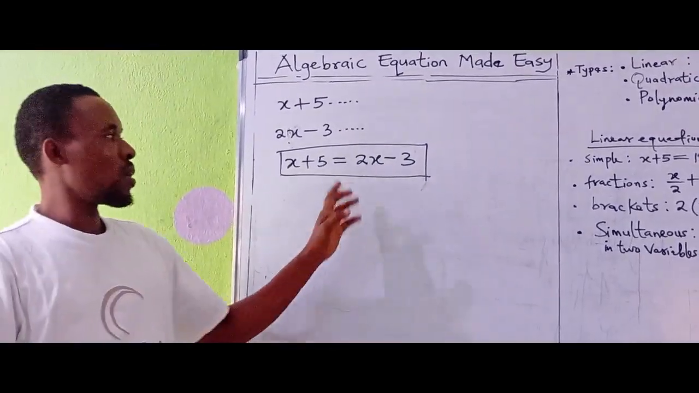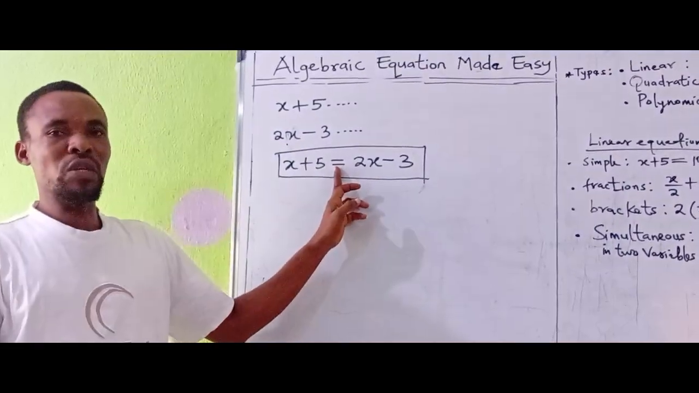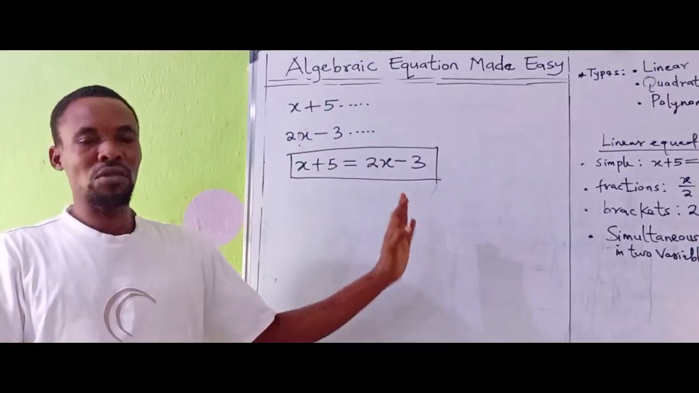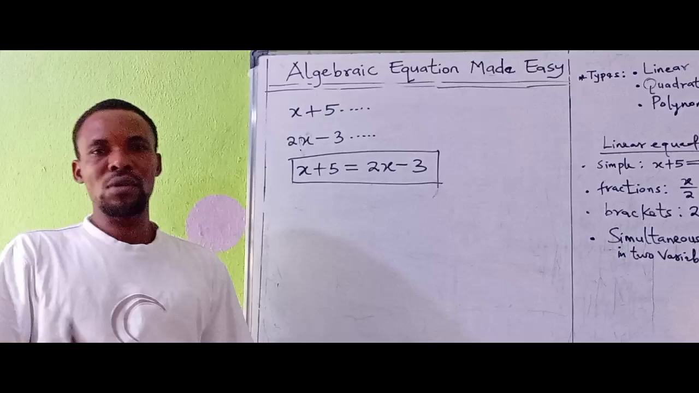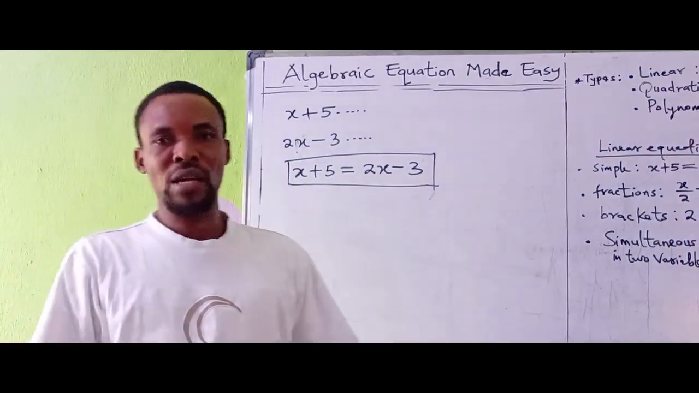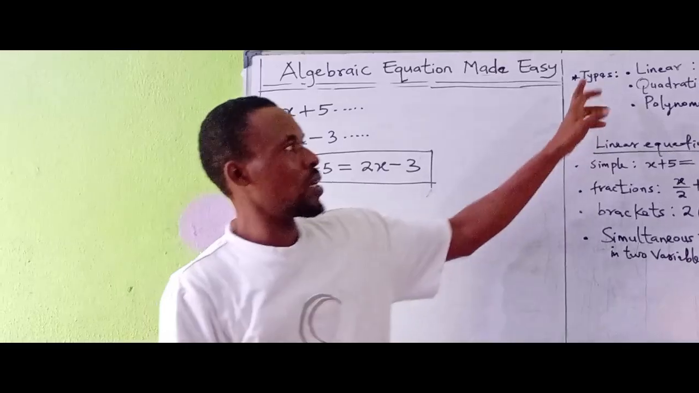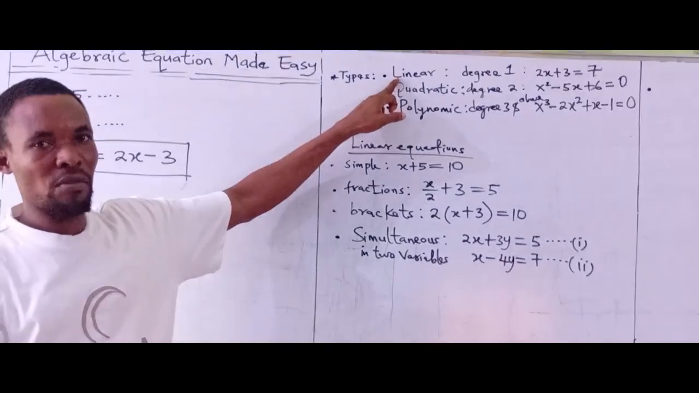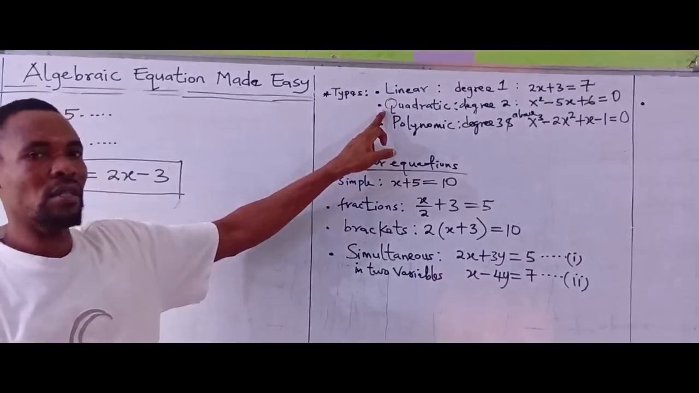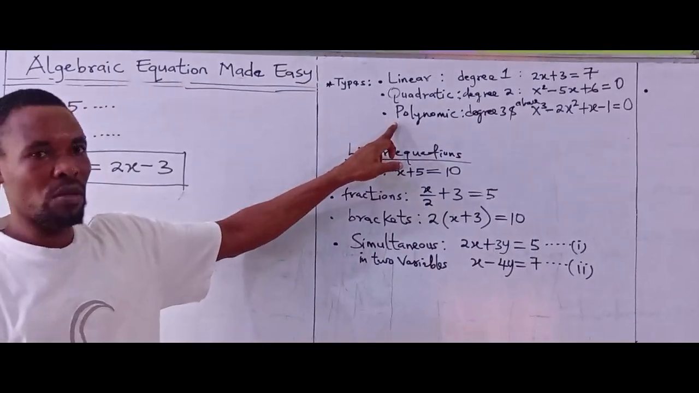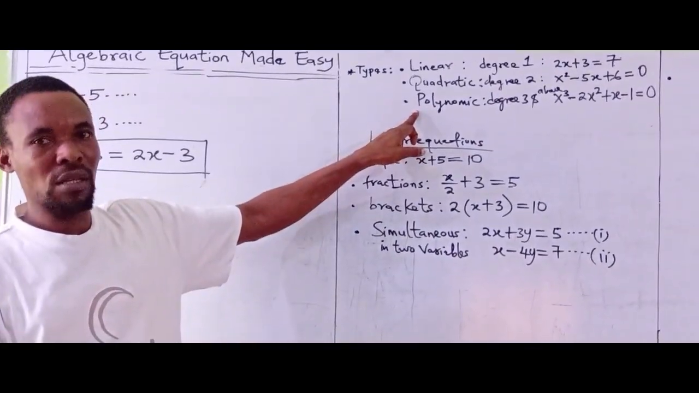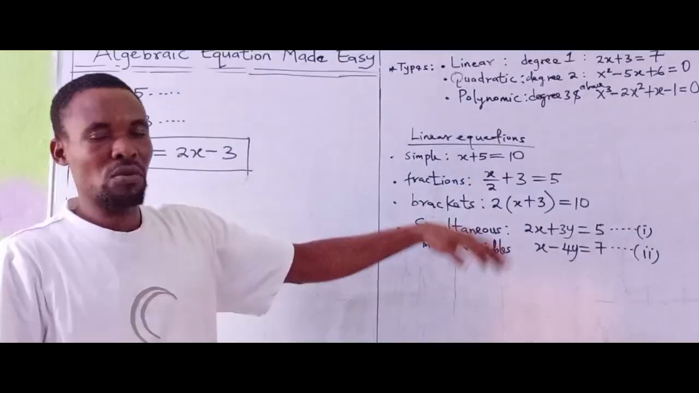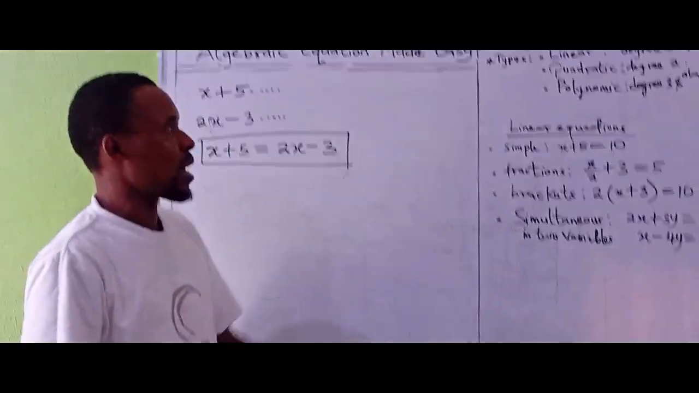So whenever you see an equality sign in between two expressions, such as this and this, we call it an algebraic equation. Now, with that being said, we have different types of algebraic equation. Types of algebraic equation: we'll have the linear type, the quadratic, and the polynomial. As we progress in my series, I will go over all of them so you understand. But for today, we'll be looking at linear equations.